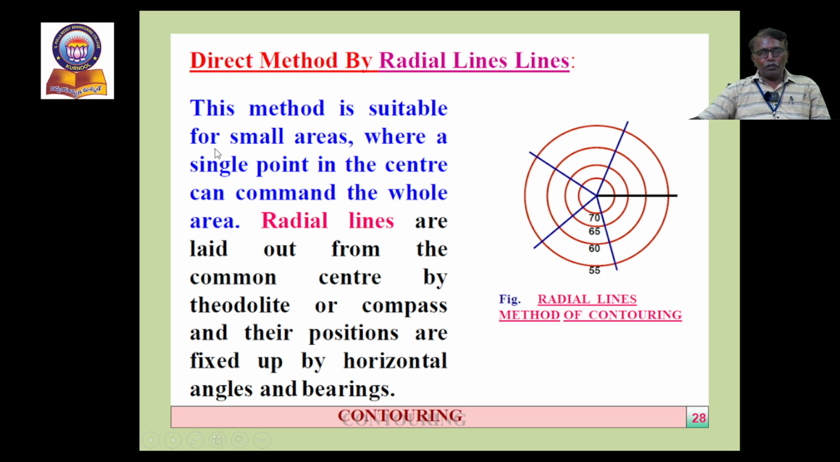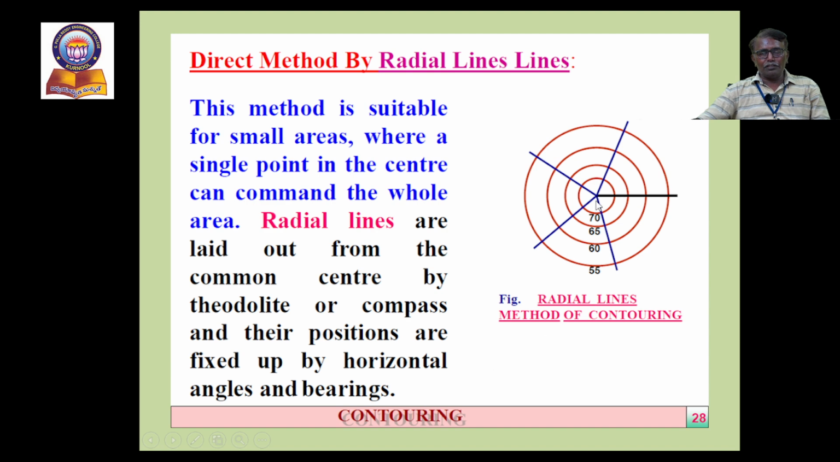The second method is the radial lines method, a direct method by radial lines. This method is suitable for small areas where a single point in the center can command the whole area. So from a single station, if you can cover all the points, then in such locations you can use the radial lines method. Radial lines are laid out from the common center by theodolite or compass, and their positions are fixed by horizontal angles and bearings.